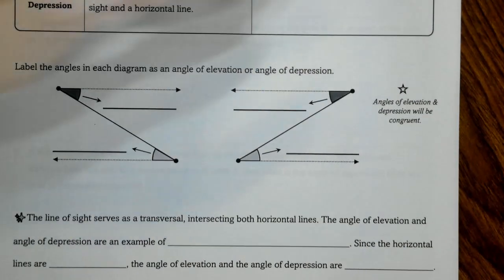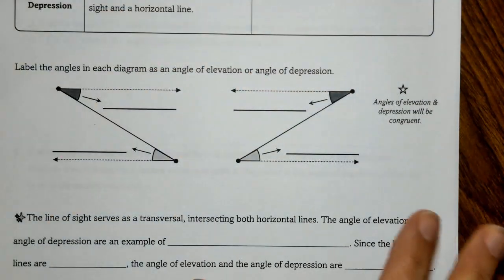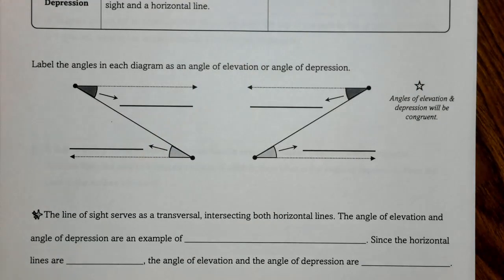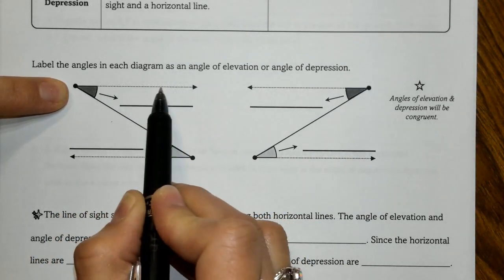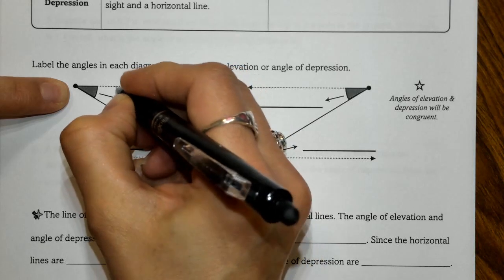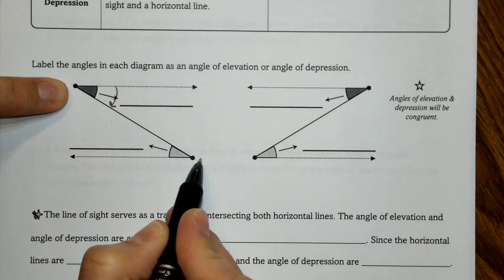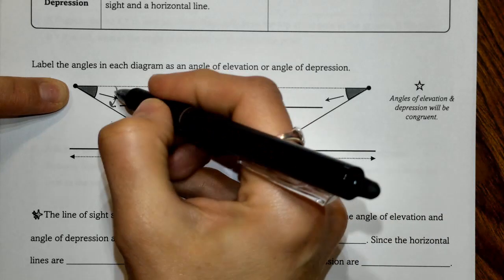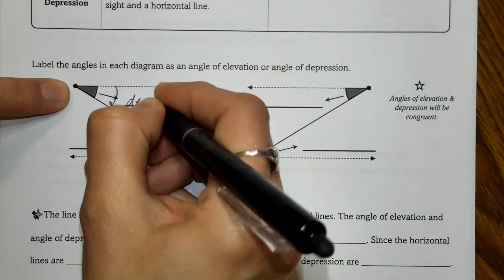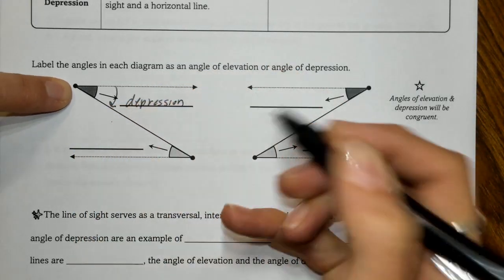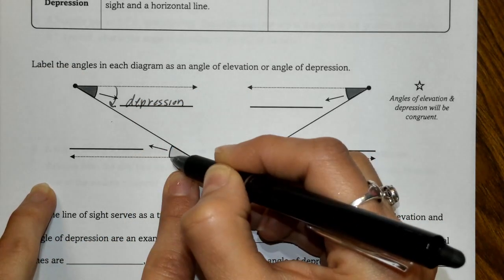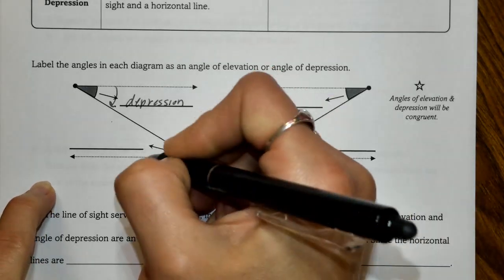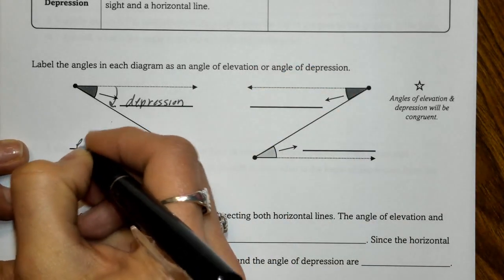In this next diagram, we're going to label our angles of elevation and angles of depression. Here's your horizontal line. Whenever we go downward, here's your line of sight. Your line of sight is always going to be the diagonal. We're going downward, so this would be an angle of depression. If we're down here, and here's our line of sight and the horizontal line, our line of sight is going to go upward, so we have an angle of elevation.